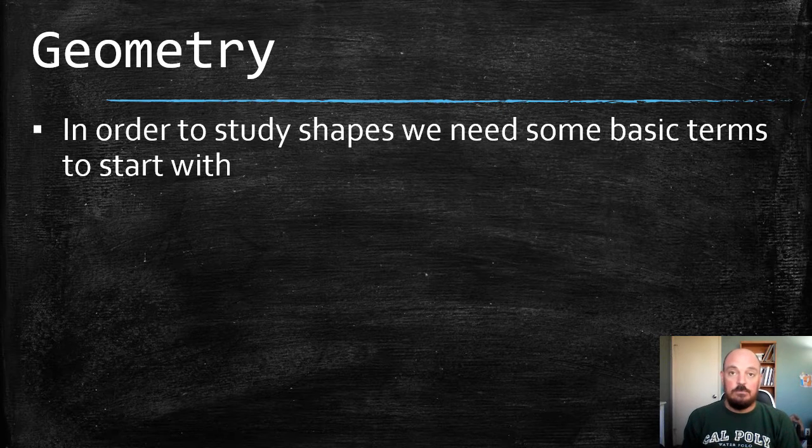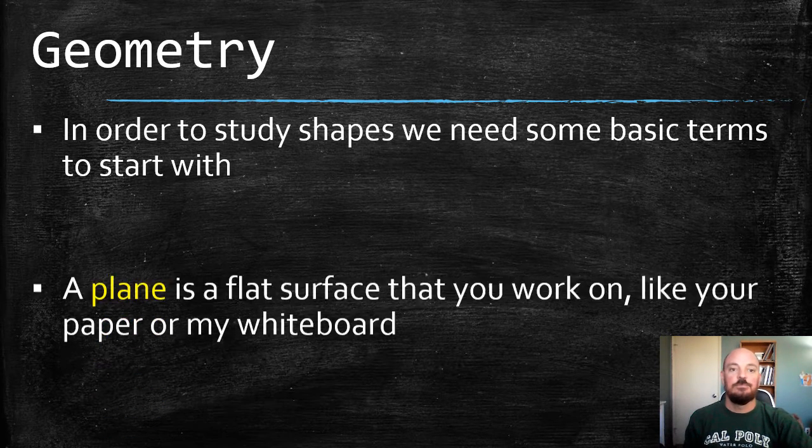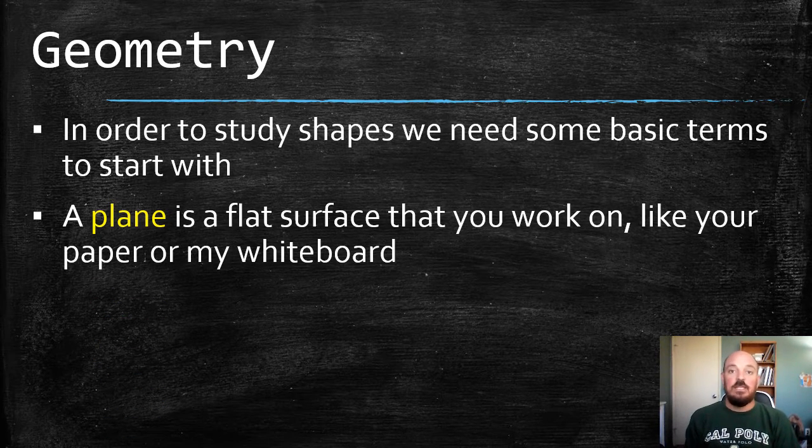Now, in order to do that, we need to start out with the basics, and that comes back to the title of this section: point, line, and plane. We want to start with those three things. So let's start with a plane. A plane is a flat surface. It can be any flat surface at all. In order to even have a shape, you have to have somewhere to put it. So your plane could be your piece of paper that you're doing homework on. It could be my whiteboard or my computer screen right here for the video notes. Basically, any flat surface that you're doing work on is called a plane.